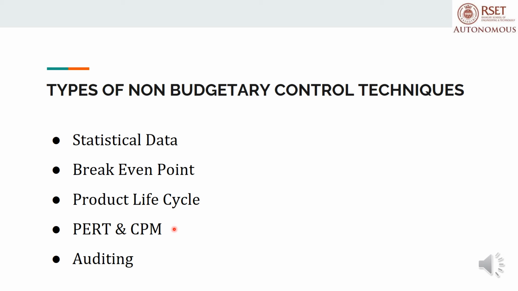PERT and CPM. PERT being program evaluation and review technique, and CPM, that is critical path method, are important network techniques useful in planning as well as controlling.